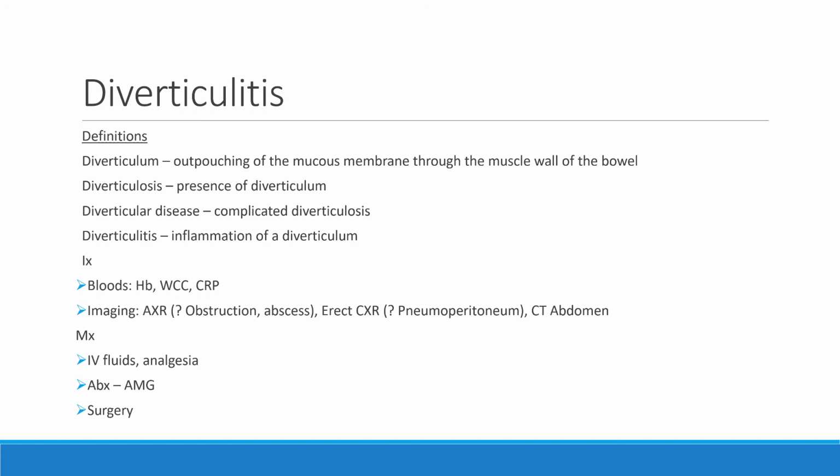Do an erect chest x-ray to rule out perforation, and perform a CT abdomen to diagnose the presence of a diverticulum. Management-wise, IV fluid, make sure they've got analgesia, give them some antibiotics. So we give amoxicillin, metronidazole, and gentamicin, but always check with your trust guidelines. Also, if they have any complications from the diverticulitis, like perforation, abscess, fistula, strictures, you may consider surgery.